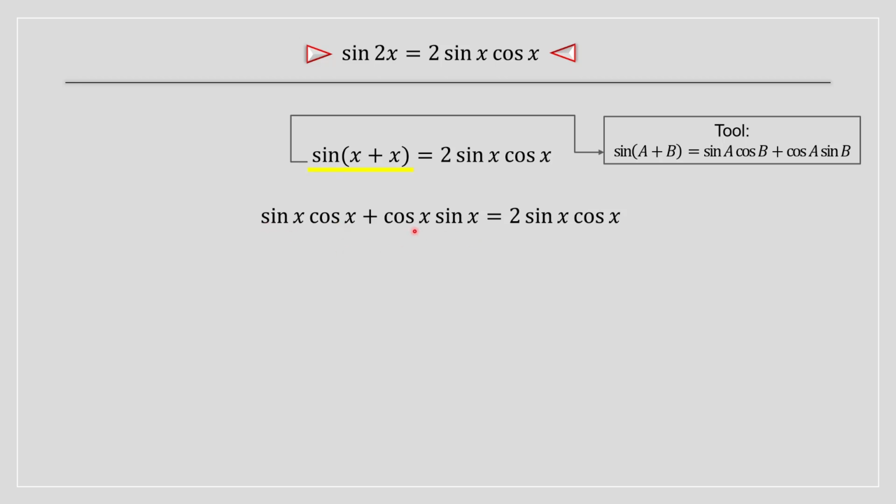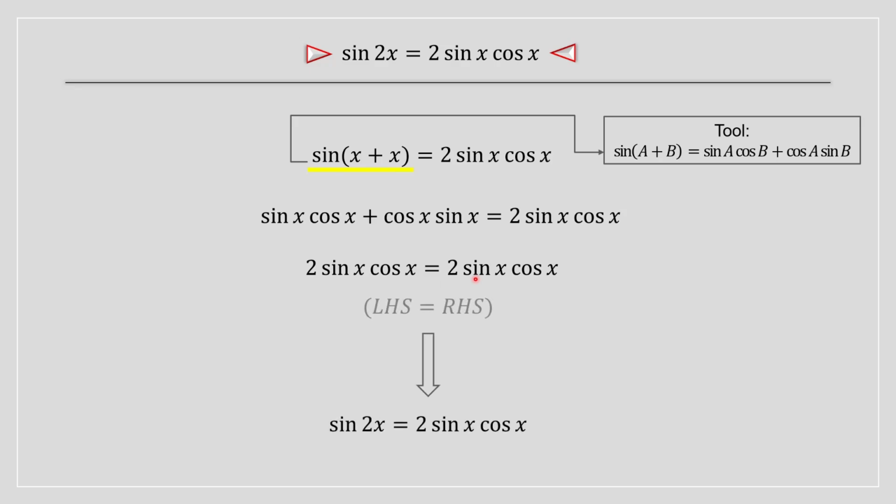Notice that this here is the same as this here. So these are the same variables, the exact same variables. So therefore we can rewrite it as 2 multiplied by sine of x multiplied by cos of x. And notice the left hand side is equal to the right hand side. So therefore that implies that sine of 2x is equal to 2 sine of x cos of x.